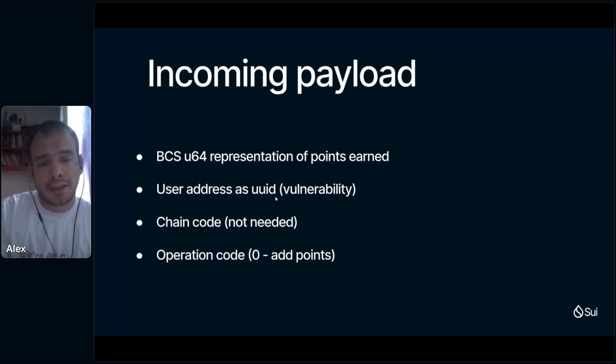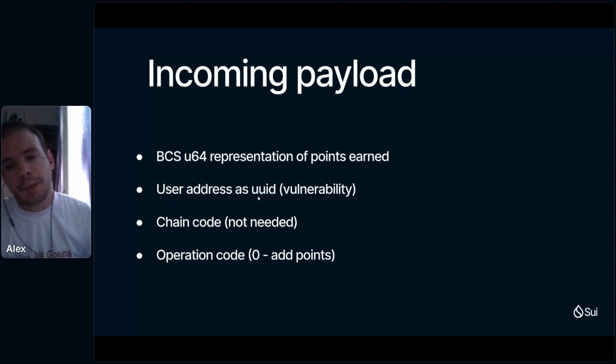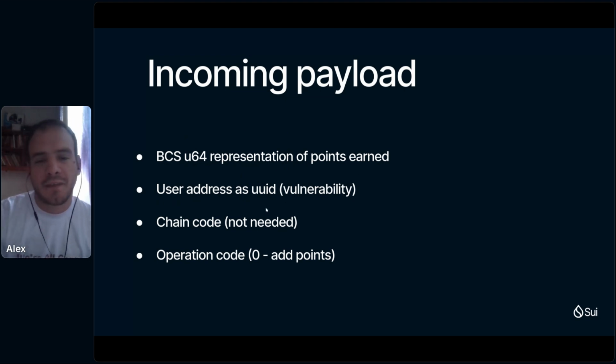The user address, in our case, I will be using as a UID. I write here vulnerability. I haven't done exactly the math, I haven't checked it, but if I'm using the user address in every chain, there is a probability that two different users have the same address. So I have an address on Sui, someone else has the same address on Solana. That's totally possible. I'm not sure how probable that is, and if it's safe or not to use that as a unique identifier for your users across chains. But in this case, it was just suitable.